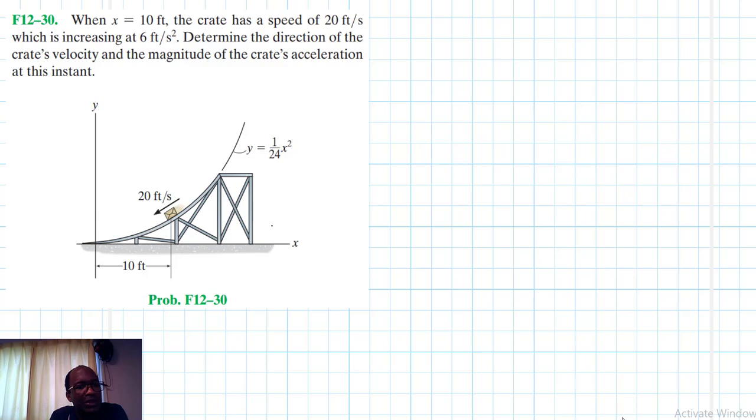So we have a crate which has a speed of 20 feet per second, and this speed is increasing at 6 feet per second squared. So what can we notice here? This value, which is the acceleration, is constant. This is what we've been told. This speed keeps on increasing at this rate, so it means the acceleration is constant.